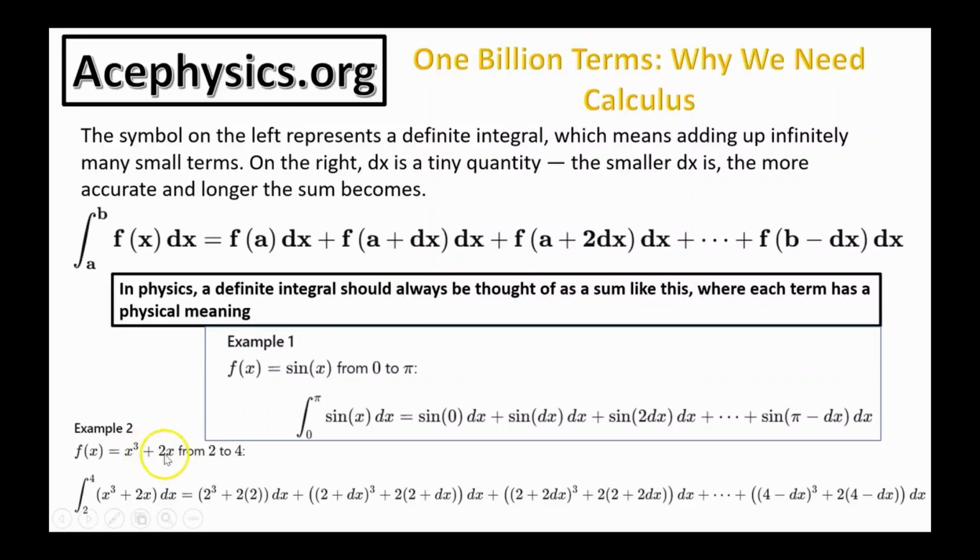For the function x cubed plus 2x, write the sum that this definite integral is equal to. The lower bound a is 2, the upper bound b is 4. First we evaluate f of 2, that's 2 cubed plus 2 times 2, multiplied by dx. Then you increment by dx to get the next term. Now it's going to be 2 plus dx cubed plus 2 times 2 plus dx, that whole thing multiplied by dx. And then you keep adding terms until you get to 4 minus dx cubed plus 2 times 4 minus dx, that term multiplied by dx.